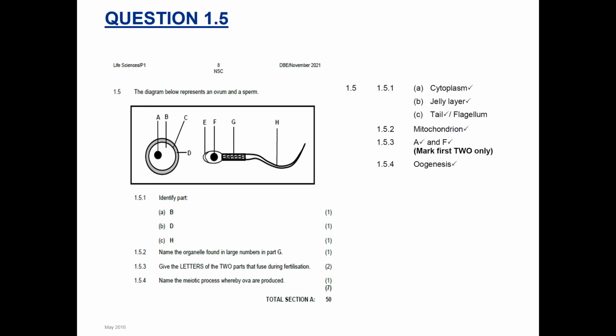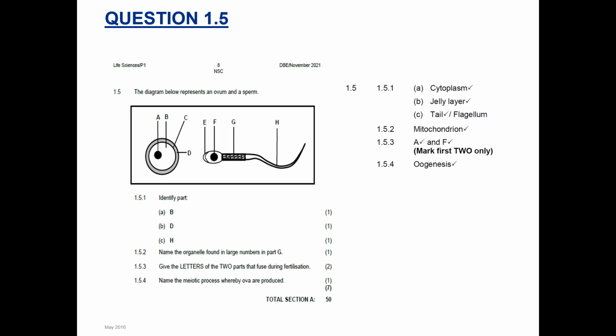Right. The last question in section A. The diagram below represents an ovum and a sperm. 1.5.1. Identify part B. Part B, that is obviously the cytoplasm. Part D, that's the outer layer, and that of course is your jelly layer. Part H, that's easy, that's the tail, but I can see in the memo they also accepted flagellum.